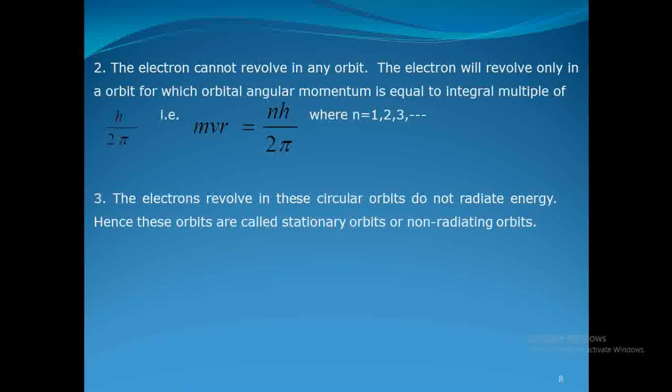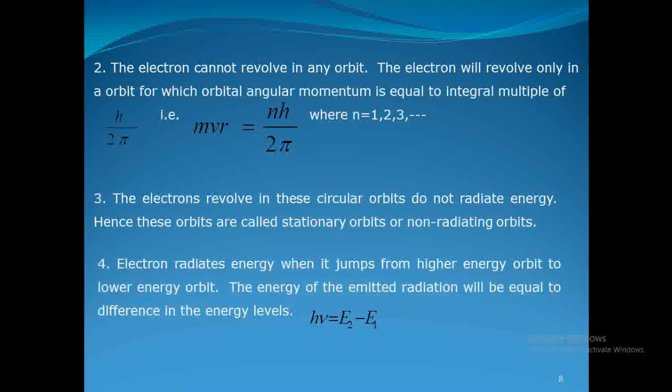Or it is also called a stationary orbit. Why do we call this a stationary orbit? Because even though the electron is continuously revolving around the nucleus, it is not giving out any energy. So it is seen to remain stationary, as if the electron is at rest. Hence it is called stationary, and since it is not radiating any energy, we also call it a non-radiating orbit. So this is Bohr's third postulate.